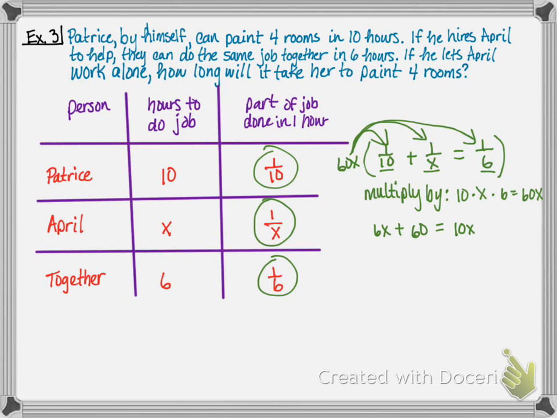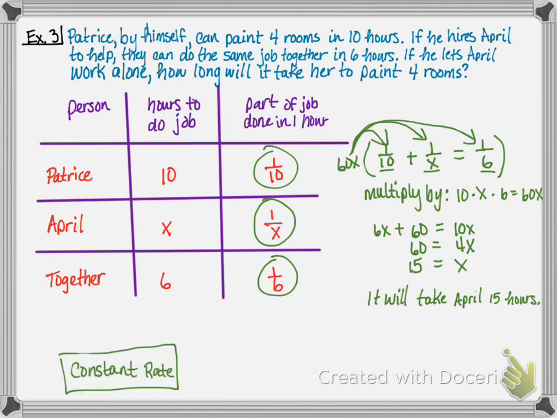Let's move our 6x to the right-hand side. 60 equals 4x. Divide both sides by 4, and x equals 15. So it'll take April 15 hours to paint 4 rooms by herself. Okay, this is considered a constant rate problem.